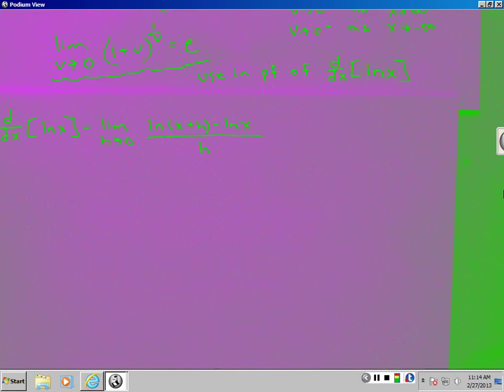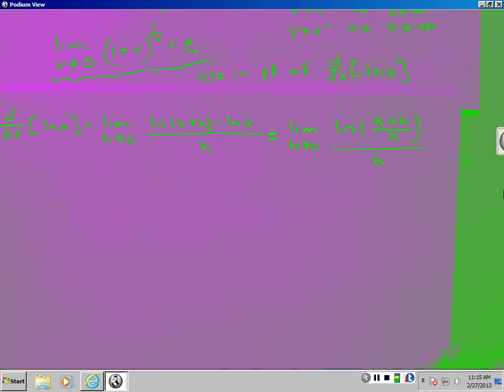So recall if I have ln of a minus ln of b, I can write that as ln of a divided by b, right? So on the numerator, I can write this as the limit as h goes to 0 of ln of x plus h over x, all divided by h. Is that an equal sign between those? Yeah, that is, sorry. Right, everyone follow that step?